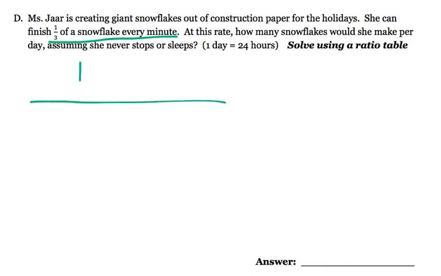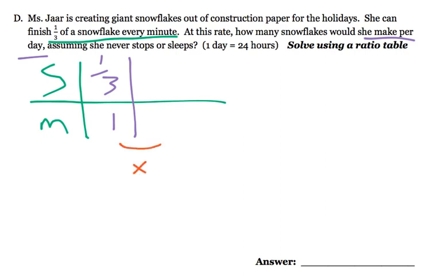So I'm going to use a ratio table, which is sort of like a nice way to show multiplication. So I got snowflakes and minutes. Since my eventual goal is to figure out how many snowflakes she makes per day, and they told me that she makes 1/3 per minute, I'm going to use a strategy where I go from minutes to 1 hour, and then from 1 hour to 24 hours, which is the same as a day. So first, we got to get to an hour.